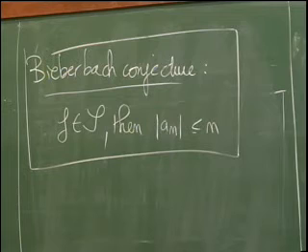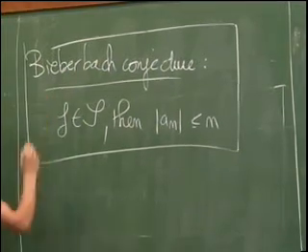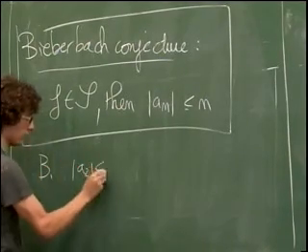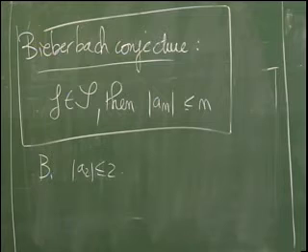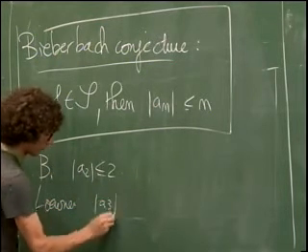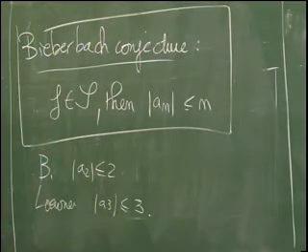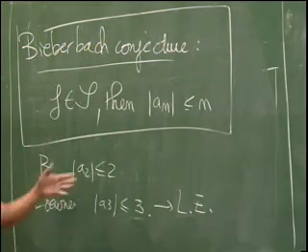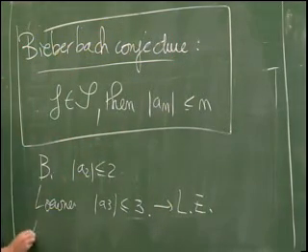Loewner proved the case n equals 3 using the Loewner evolution. So he introduced the Loewner evolution in order to prove the case n equals 3 of that. So Bieberbach proved a_2 less or equal to 2, and I didn't, but almost. Loewner proved a_3 less or equal to 3 using the Loewner evolution. So that's a historical introduction.